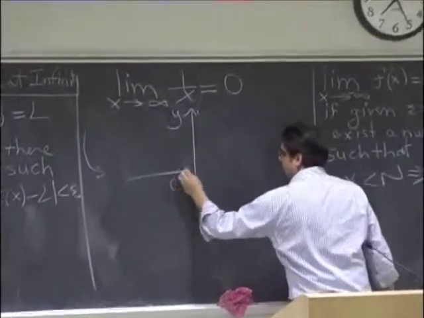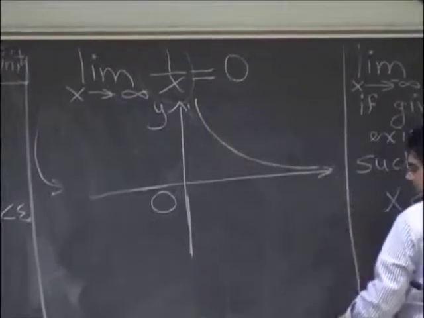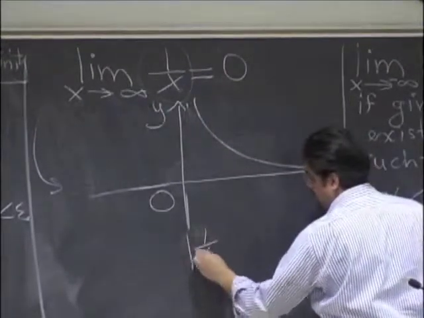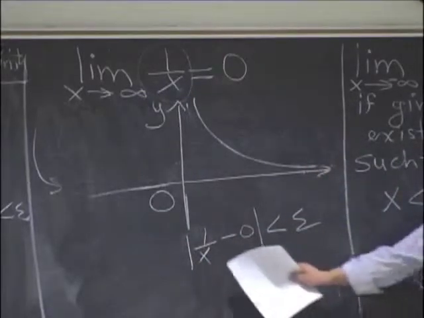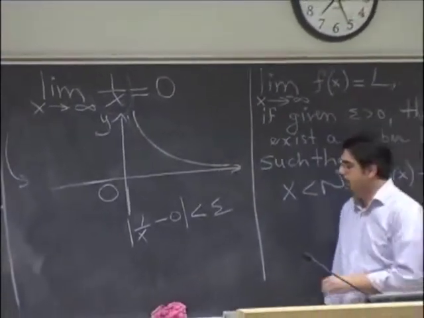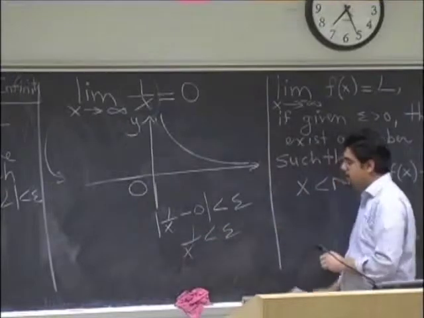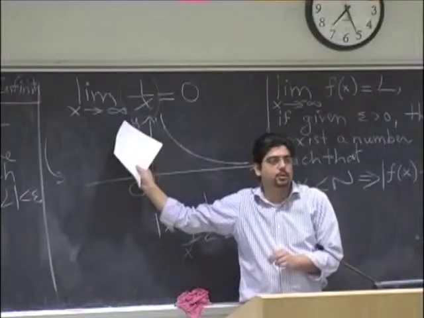Let's take a look at this. What is my limit in this case? My limit is 0. So saying |1/x − L| < epsilon is the same as saying 1/x < epsilon. And we don't need absolute values because we're talking about x going to infinity, so surely it's positive.